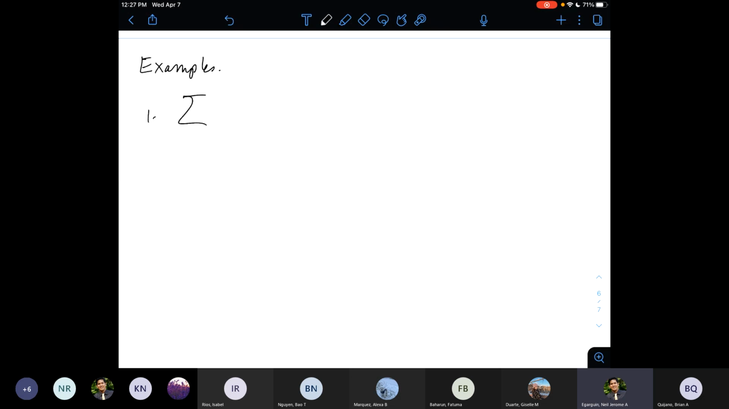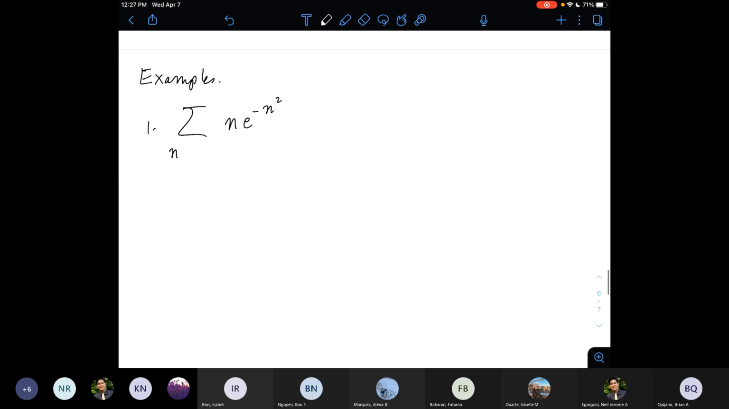Check whether the integral of n e to the minus n squared, let's start from, say, 0 to positive infinity. Okay, and check whether this is convergent or not.